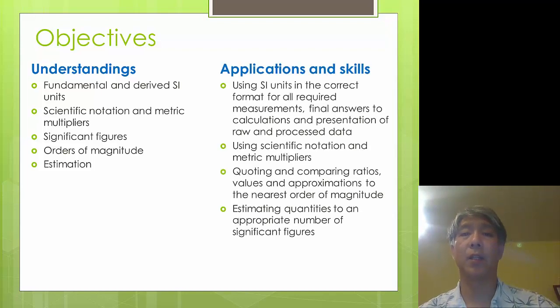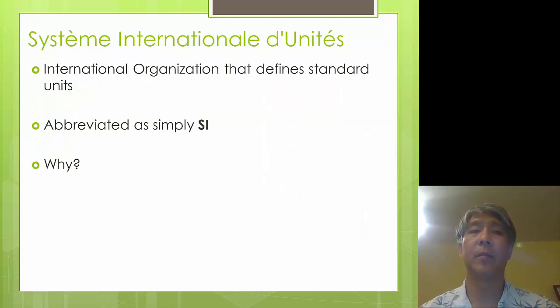There are also applications and skills listed on each page about how you will use those understandings that IB requires of you. For this unit, what we're going to be talking about are a lot of review activities. We should already be familiar with the SI units, or the metric system, scientific notation, significant figures. Some things that might be new are orders of magnitude and estimation. So we will be practicing those skills in class.